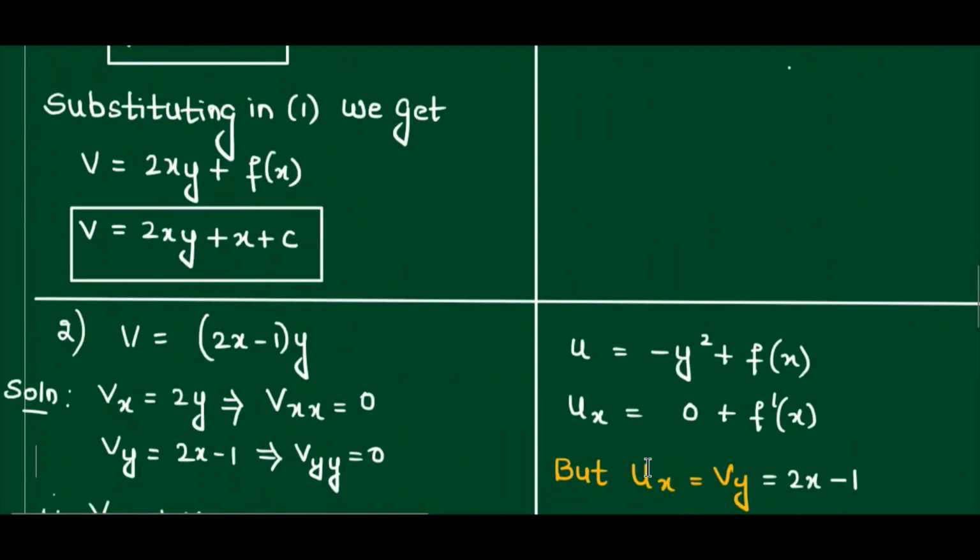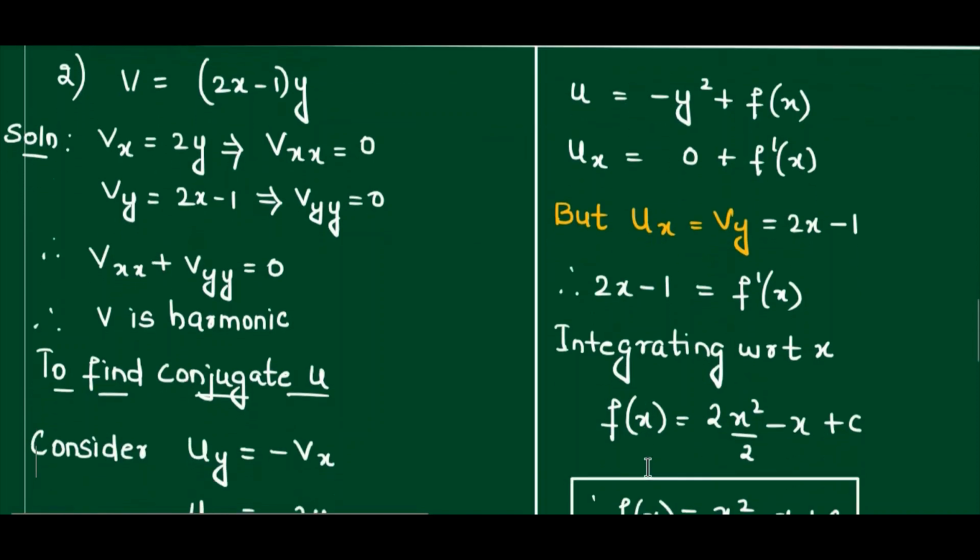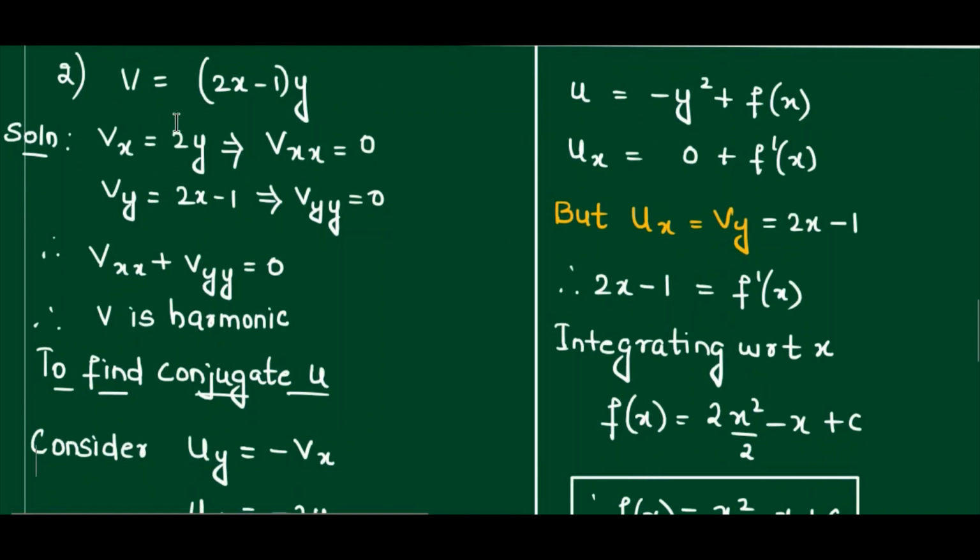Now let us move on to the second part of the second question. V is equal to 2x minus 1 into y. Here also there are three parts. We have to check whether it is harmonic. Second, find the harmonic conjugate. Third, find the analytic function. Now first you check the harmonicity of this function. Find out the second order derivatives vxx and vyy, both are zeros. Add them, still it is 0. Therefore v is harmonic because it satisfies the Laplace equation.